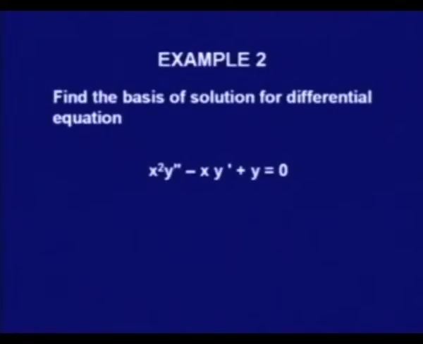Find the basis of solutions for the differential equation x square y double dash minus x y dash plus y equal to 0. Now, here we have not been given any solution. So, what we are going to do is guess one solution and then obtain the second solution as linearly independent of the guessed solution.